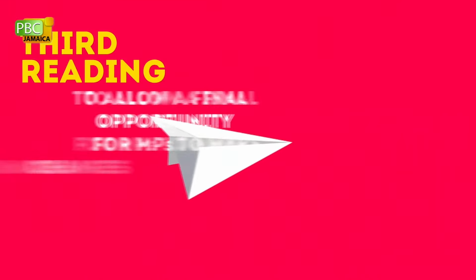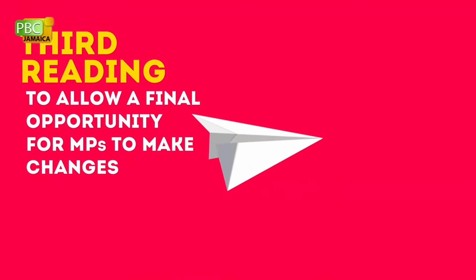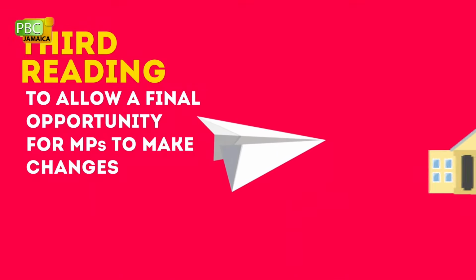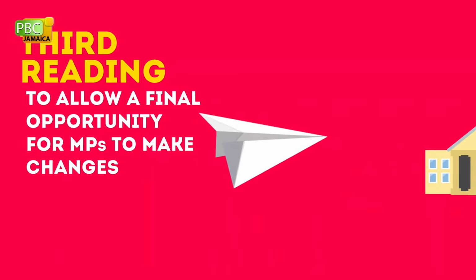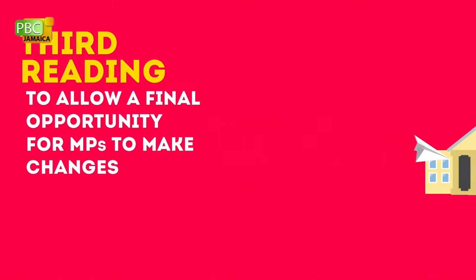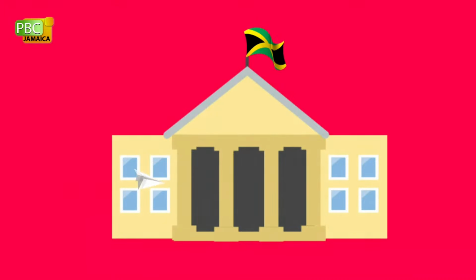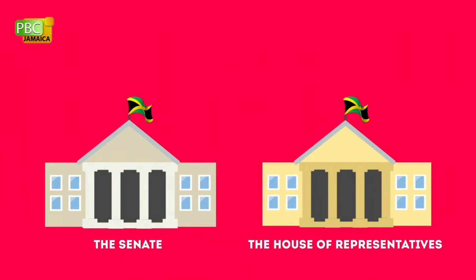5. The bill then passes to the third reading to allow a final opportunity for MPs to make changes before it is sent to senators in the upper house. 6 to 10. In the upper house, the senators go through the same steps we just described. If any changes are made, the bill has to be returned to the House of Representatives for their discussion and approval. Now, if the bill had started in the upper house, it would also have to be returned to them for approval of any changes made by the lower house.